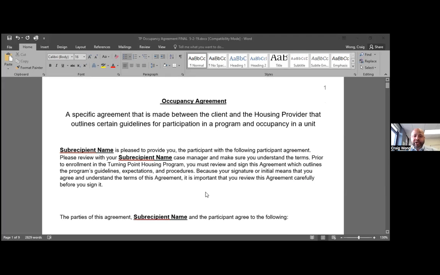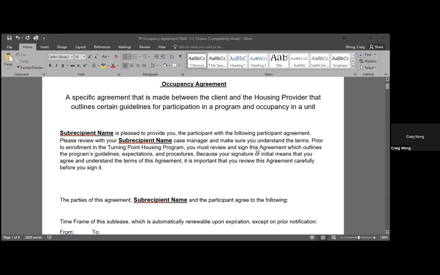Just to talk about the occupancy agreement, first and foremost, it is a HUD requirement. All our CoC organizations need to have this document in your records. What is the occupancy agreement? It's a specific agreement that is made between the client and the housing provider that outlines certain guidelines for participation in a program or occupancy in a unit. So I'm going to go through this occupancy agreement and we'll talk about some of the important parts that need to be in it.